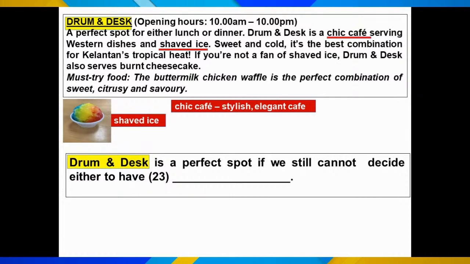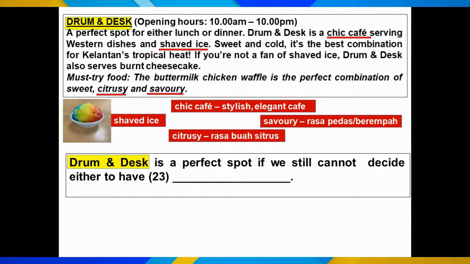Next, citrusy. What is citrusy? It comes from the word citrus. Citrus fruits. So the flavor, the taste, of citrus fruit. So it's a bit sour. And what's savory? Savory is spicy, the taste is spicy or full of spices. That's savory. Now let's go back to the question.